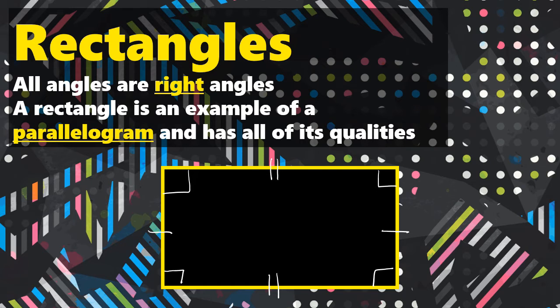We also know that the opposite sides are parallel, so we're going to do that with one arrow for the left and the right, and two arrows for the top and the bottom. We also know that in a parallelogram, the opposite angles are congruent. Here, our opposite angles are 90 degrees and 90 degrees, so that checks out, and the other two angles check out too. With that, we can say a rectangle is an example of a parallelogram.